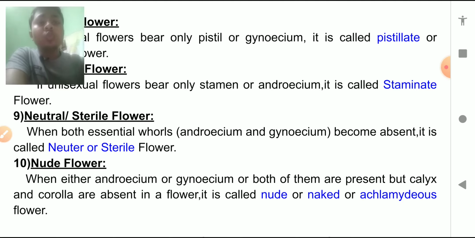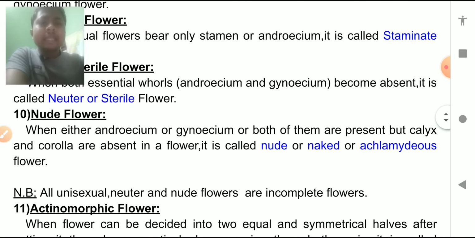Now next we talk about nude flower. One thing you can imagine, from the name nude. Nude means naked. When any organism or picture is without clothes, we call it a nude picture. The same thing happens in case of flower. When either androecium or gynoecium or both of them are present but calyx and corolla are absent in a flower, then it is called nude flower or naked flower.